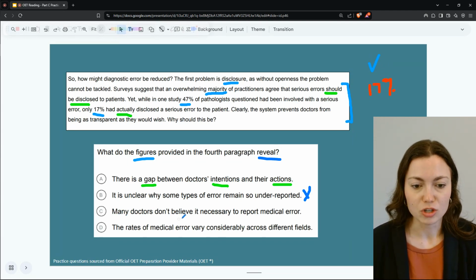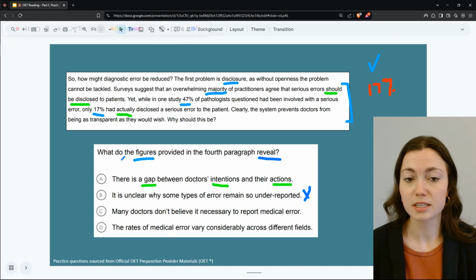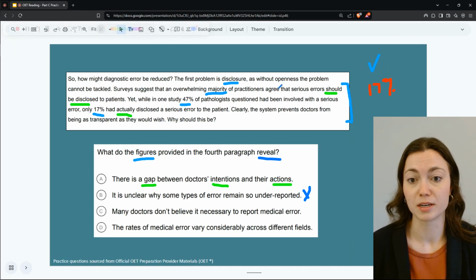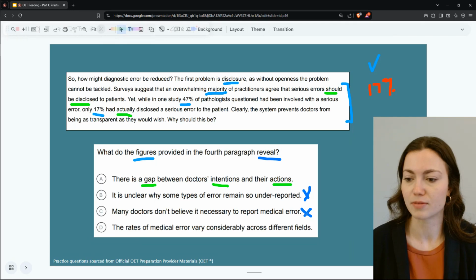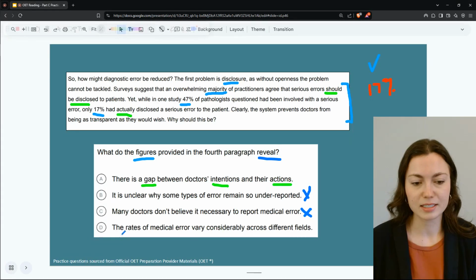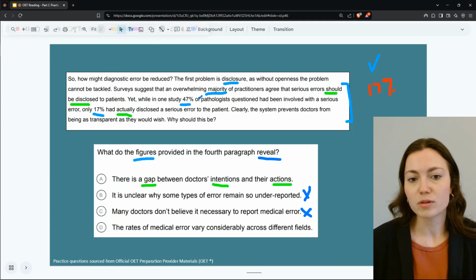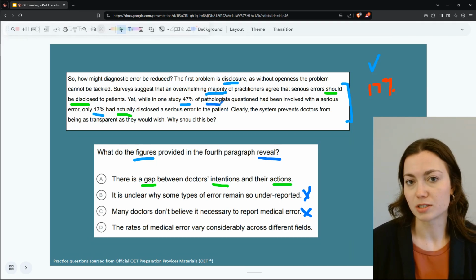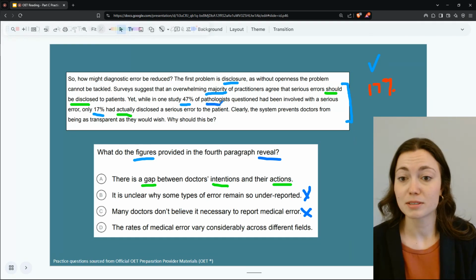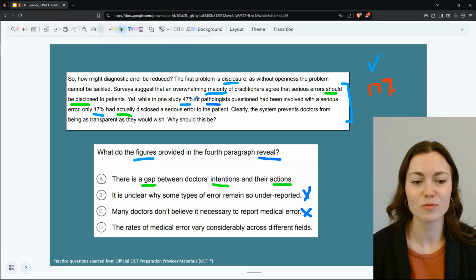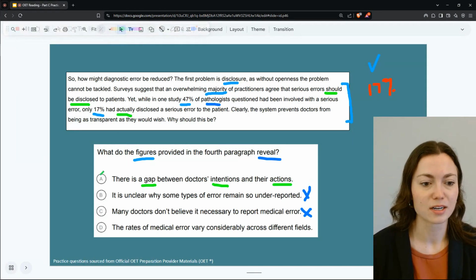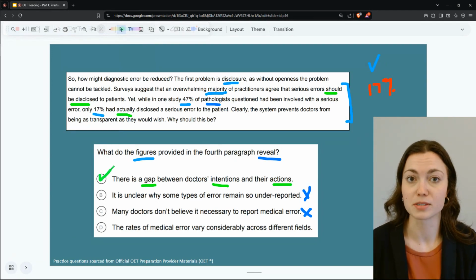C, many doctors don't believe it is necessary to report medical error. This one we can pretty clearly rule out because it says the majority agree that serious errors should be disclosed. So that's almost a direct piece of negative evidence there. And then D, the rates of medical errors vary considerably across different fields. Well, the only field we're given here is pathologists, right? So this could be different in other fields, maybe, but based on what we're given, we have no comparison there. So hopefully you see that this is a very clear pointing to A with our numbers specifically.